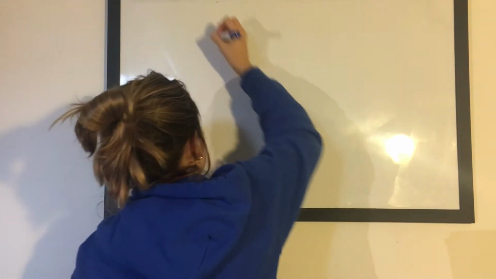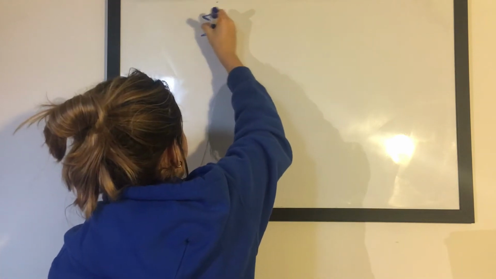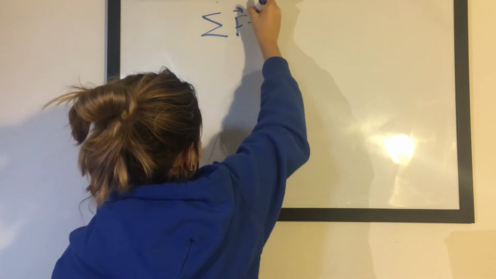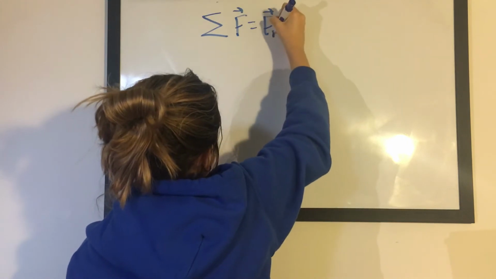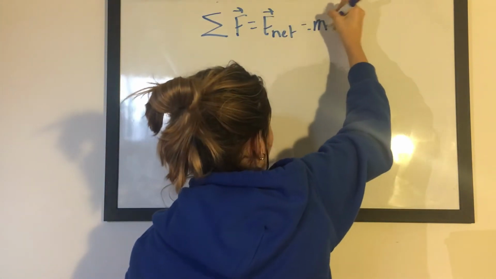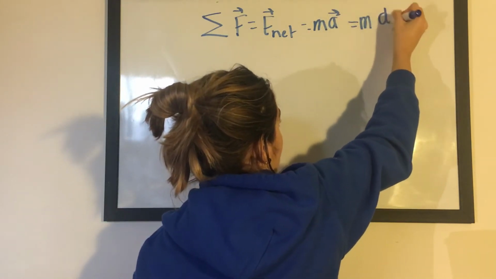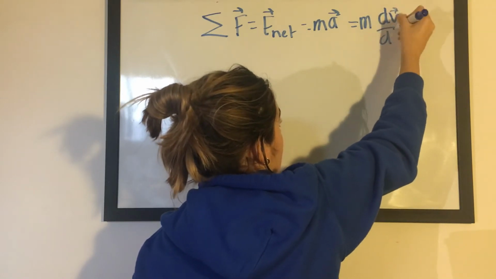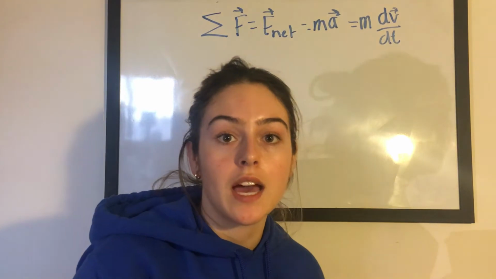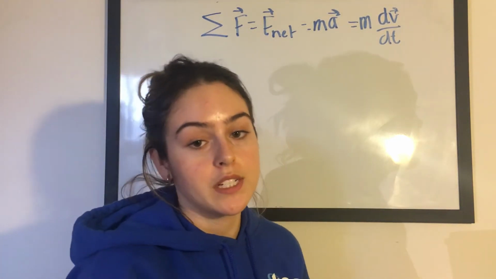So starting off with Newton's second law of motion, which states that a net force applied to an object changes an object's velocity, also known as produces an acceleration. The equation for Newton's second law of motion is the sum of forces, which is equal to the net force, which is equal to the mass, or property of inertia, times the acceleration, which is equal to the mass times the derivative of velocity, because a kinematic property is that acceleration is the derivative of velocity.